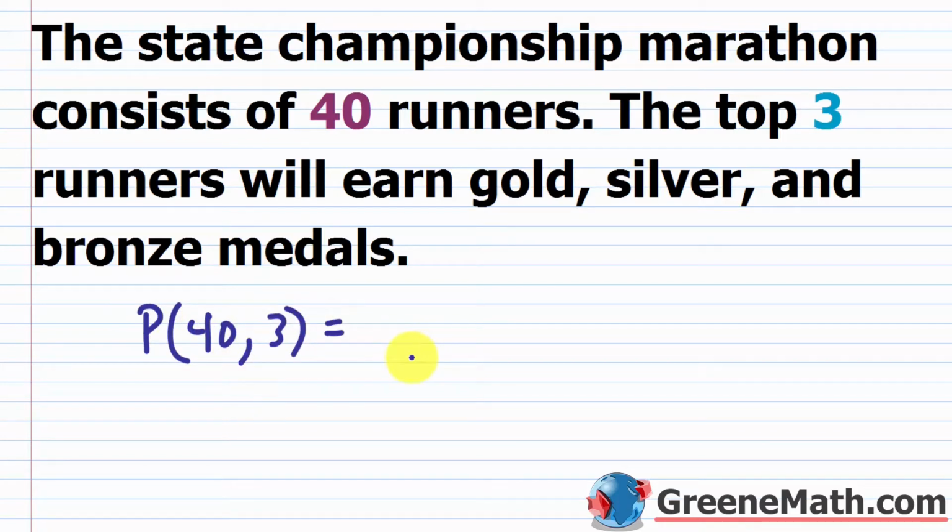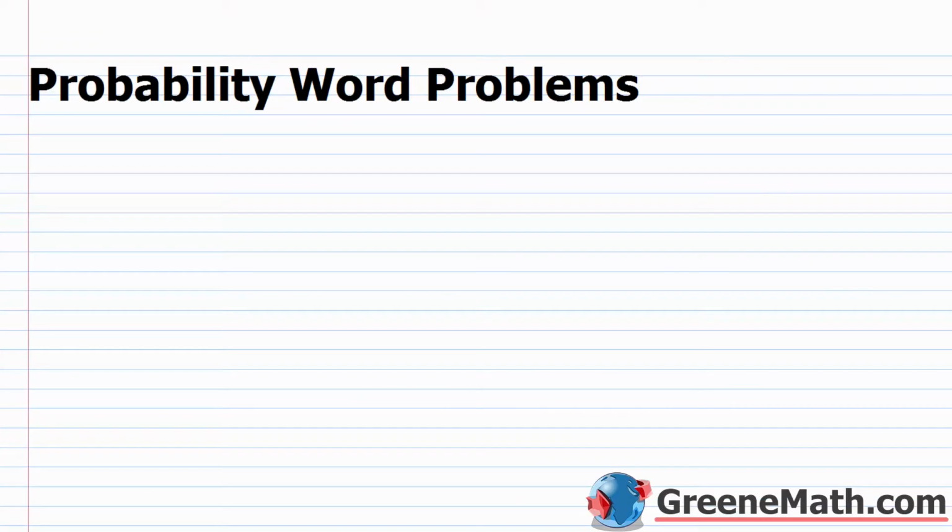You can punch this in on your calculator, or again, you can use your little formula. I just think it's easier to punch it in on a calculator because a lot of these numbers are just going to be astronomically big. So if we punch in 40, then your nPr key, and then 3, you're going to get 59,280 as a result.